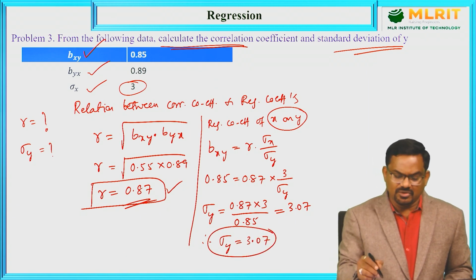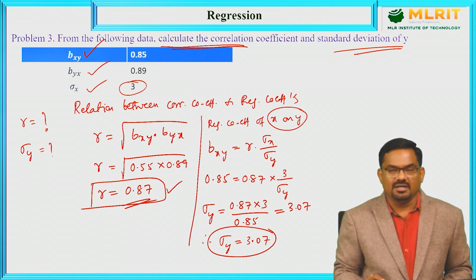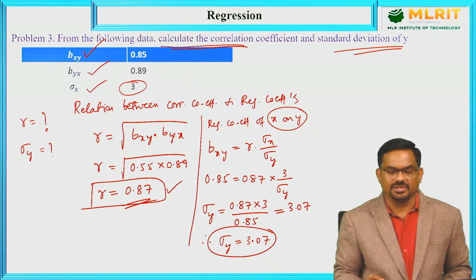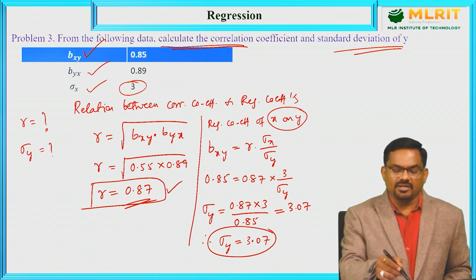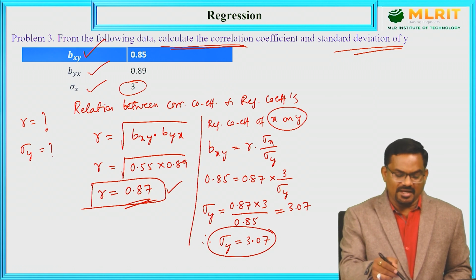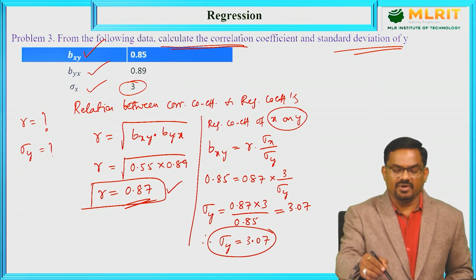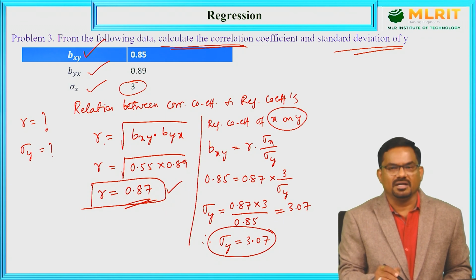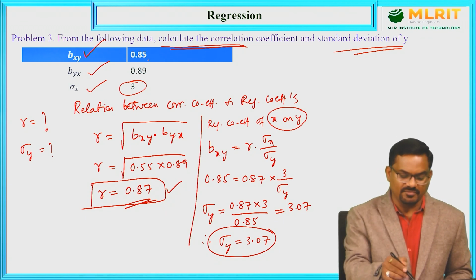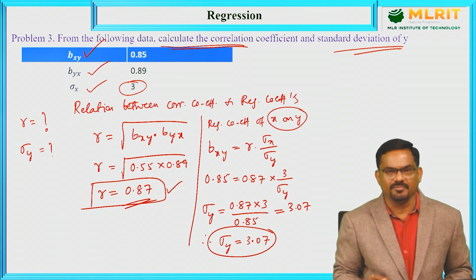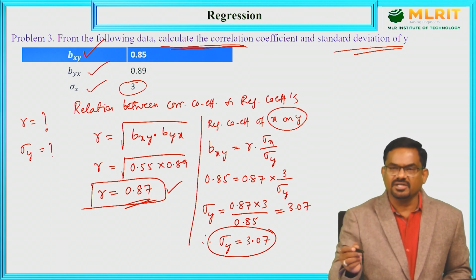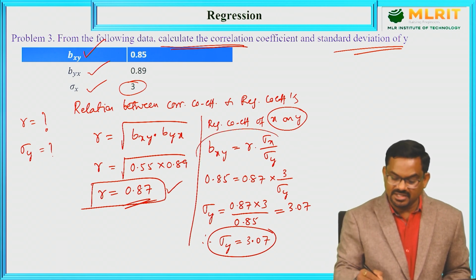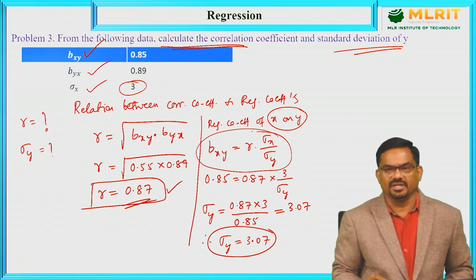So we can use the relation between the correlation coefficient and regression coefficients. In this particular problem, the remaining values are given and it is required to calculate the correlation coefficient. So R is given by under root the product of regression coefficients. Since these two values are given, we can calculate using this property. Similarly, the standard deviation of y can be calculated using the regression coefficient formula.